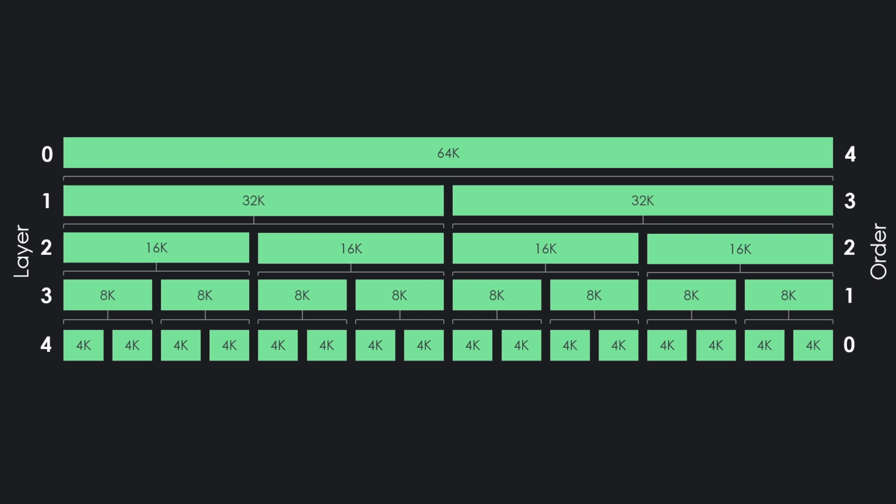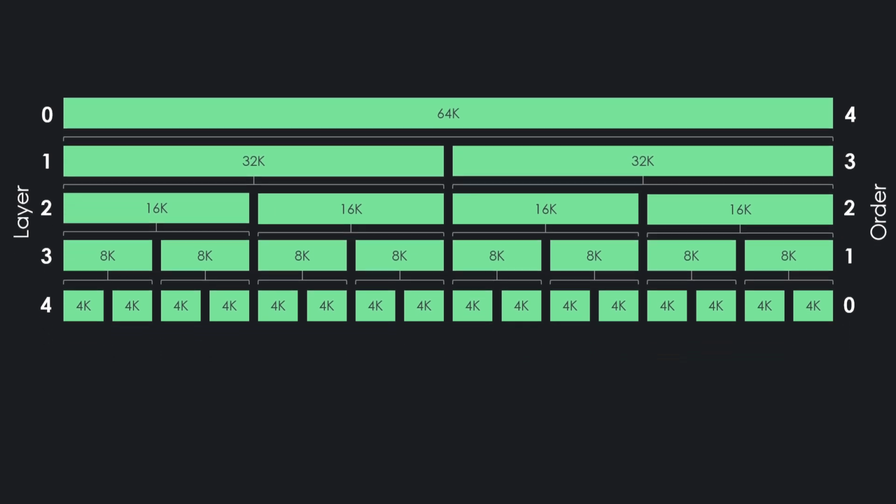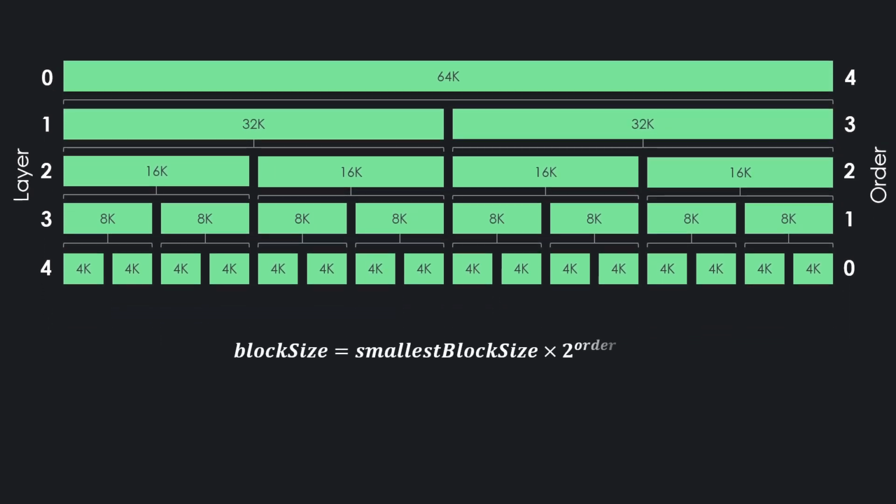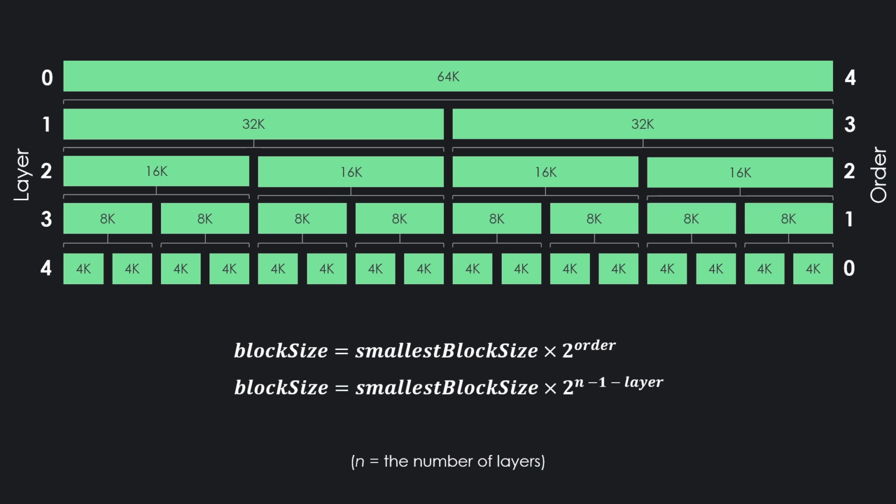Other sources like Wikipedia use a different term, the order, which refers to the power of 2 that you need to multiply the smallest block size with. So the order 0 would mean the smallest block size, while the order n-1 would mean the largest block size. To calculate the block size for a particular layer, we multiply the smallest block size by 2 to the power of the order. If we are using layers, that would be 2 to the power of n-1 minus layer.